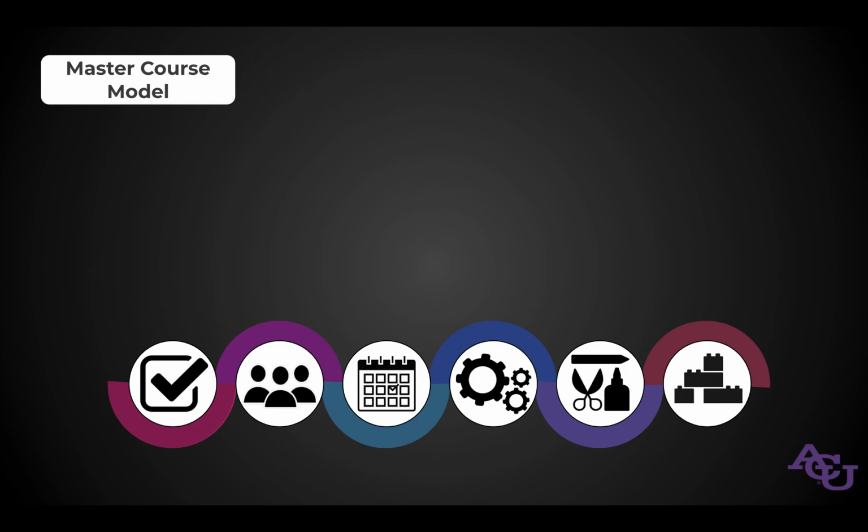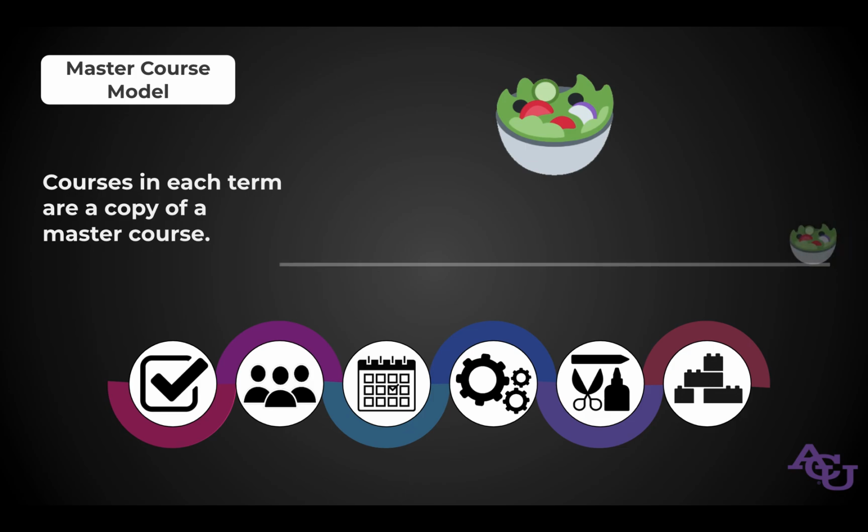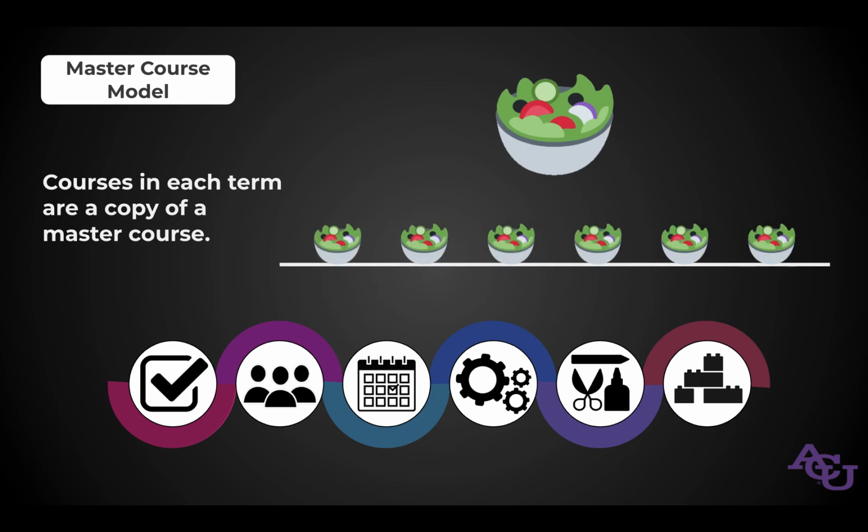You may have noticed I said the ID will build the master course in Canvas. At ACU Online, we use a master course model. In short, that means the courses students take each session are a copy of a master course. Just like you can order the same dish several times at a restaurant and expect something similar in ingredients and quality, the master course model ensures consistency and a quality experience for our faculty and students.